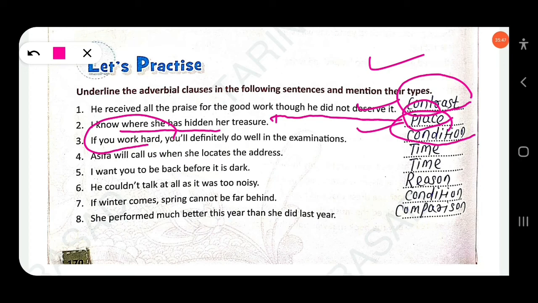Clear? Asifa will call us when she locates the address. It indicates the time when she locates the address. This is an adverbial clause of time. I want you to be back before it is dark. We are talking about the time, before it is dark. So you have to underline before it is dark. This is an adverbial clause of time.